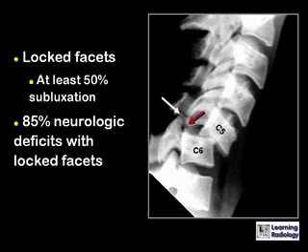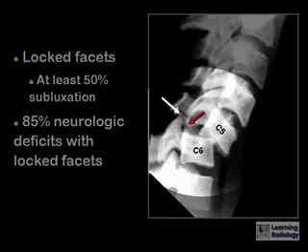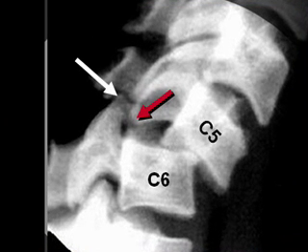In bilateral locked facets, there is at least 50% subluxation of one vertebral body on another, and there is a very high association of neurologic deficits with locked facets. This is an example of bilateral locked facets. The red arrow is pointing to the inferior articular facets of C5, which lie anterior to the superior articular facets of C6, indicated by the white arrow. You can see the degree of subluxation of C5 on C6.